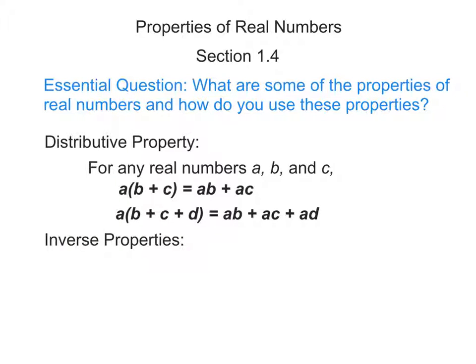Next, we have the inverse properties. The first of these inverse properties states that for any real number a, a plus negative a is simply equal to 0. So if you add the inverse or opposite to a number, you get 0. The second of these inverse properties states, again, for any real number a, a times 1 over a is equal to 1, or any number times its reciprocal is equal to 1.